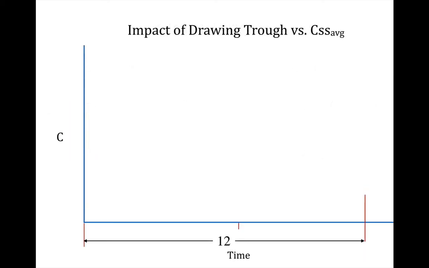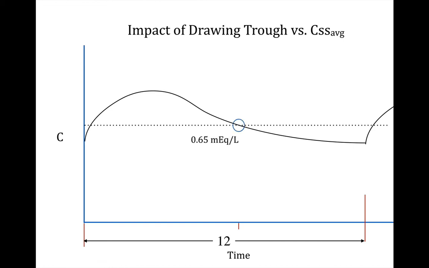Let's look at this pictorially based on one of the methods. That might be what a concentration time curve looks like. We drew a concentration at midpoint of 0.65 and at trough of 0.56. This is what we might expect to see.